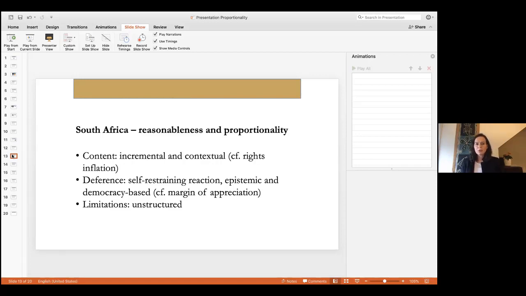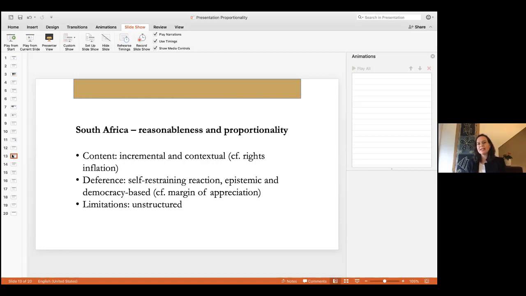We also see a different operation of deference. Many scholars have reported on the deference that is immediately invoked in economic and social rights cases, where the courts do restrain their reactions. And this is done because of epistemic problems. The courts are not expert in the area. They lack the information. They lack the technical capacity to deal with some of these issues. And so you see deference being applied on the basis of an epistemic value, but also deference on the basis of a democracy value. That is, courts are not going to be ultimately accountable for their decisions, and so they shouldn't overstep their mark. And you see within reasonableness, the deference is boiled into the test itself.